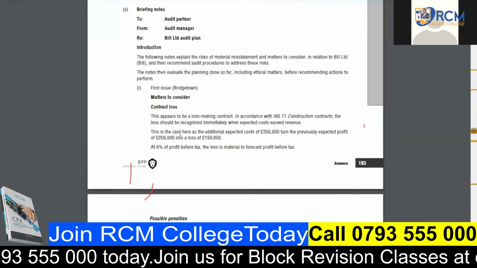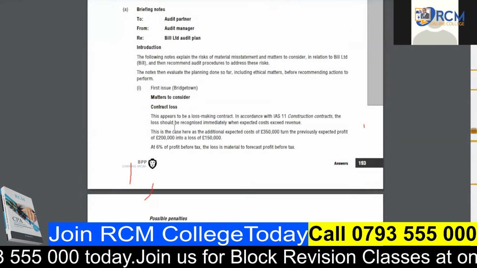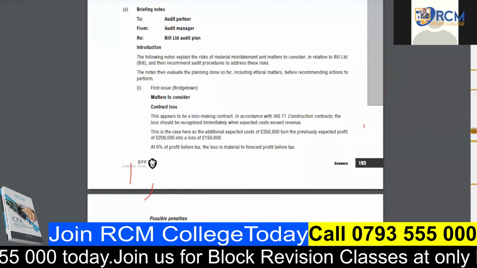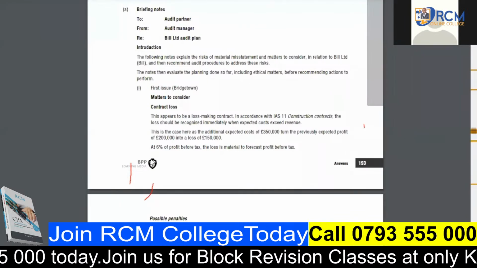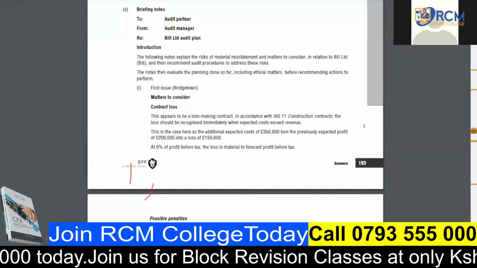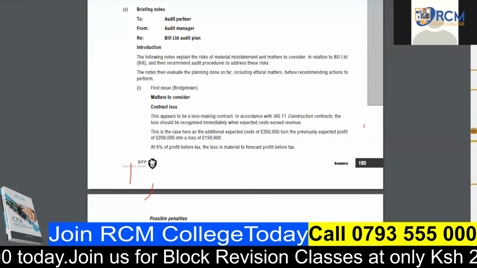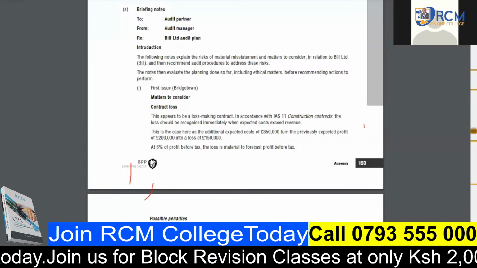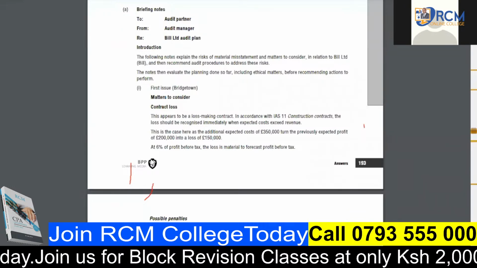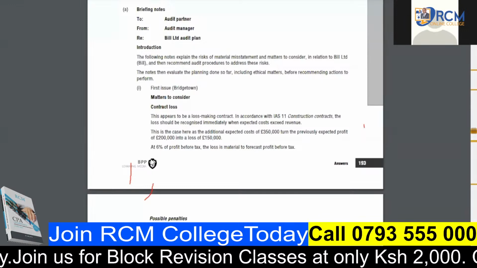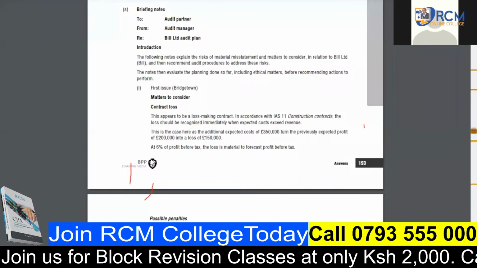So first issue, breakdown, matters to consider, contract loss. This appears to be a loss-making contract. In accordance with IAS 11 Construction Contracts, the loss should be recognized immediately when expected cost exceeds revenue. This is the case here, as the additional expected cost of 350,000 turns the previously expected profit of 200,000 into a loss of 150,000. At 6% of profit before tax, the loss is material to forecast profit before tax.